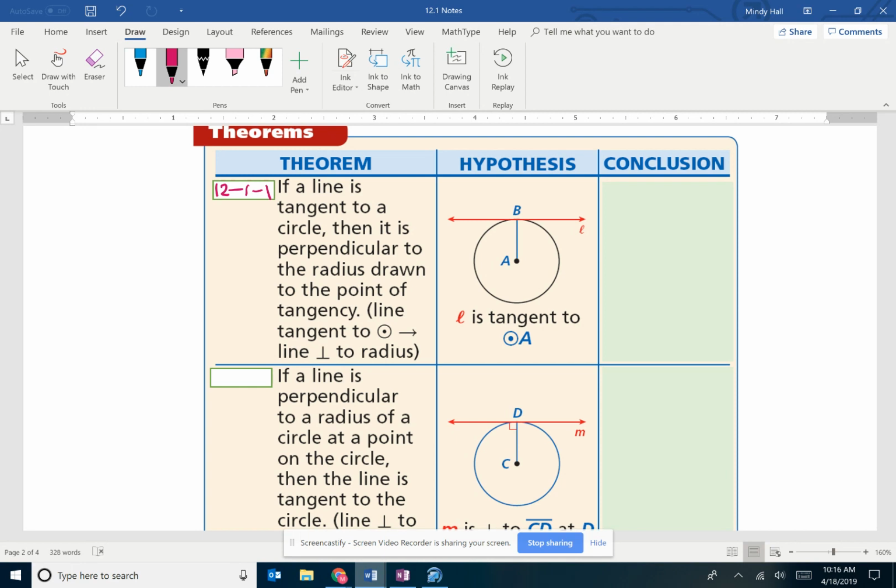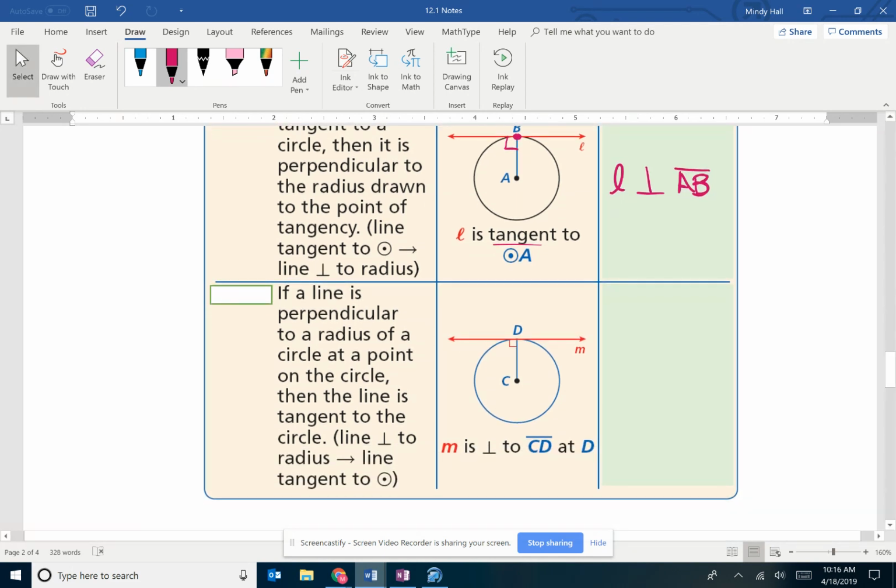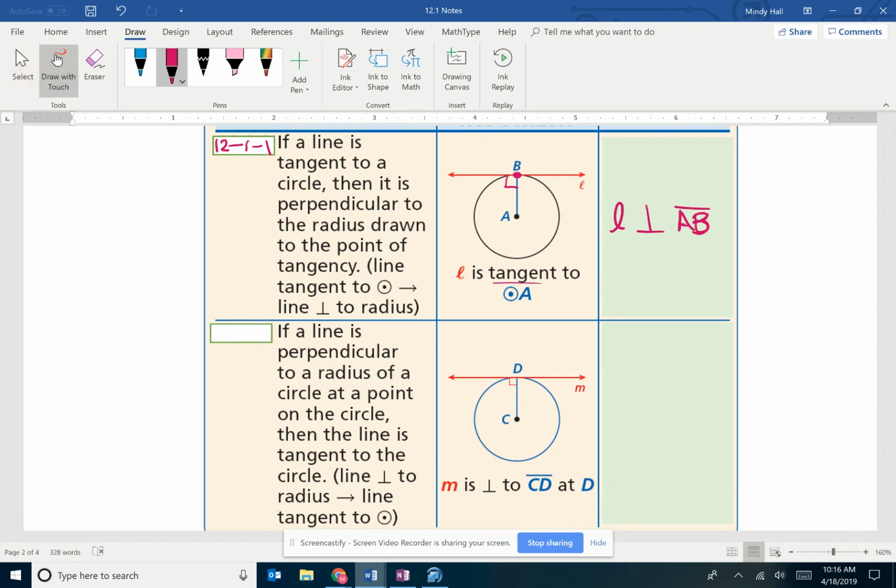But all this theorem is saying is that when you have a line that you know is tangent to the circle, then you know that that line is also perpendicular to the radius drawn to your point of tangency. So here, my point of tangency is B. So when I draw my radius from A to B, I know it is perpendicular to line L. So line L, conclusion, is perpendicular to line segment AB. There we go. So then for our next one, it is 12-1-2.